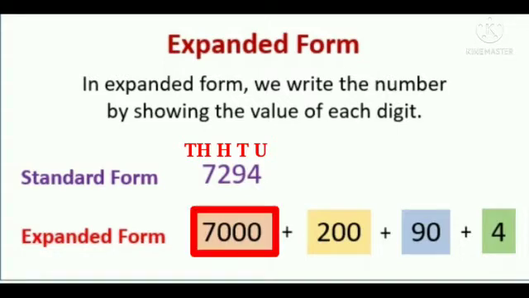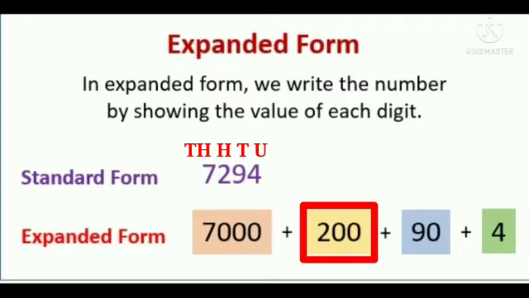So write down that 7. And in thousand, how many zeros are there? 3. So write down 3 zeros with that 7. So it will become 7,000. Plus, now 2. 2 is in which place? 2 is in 100 place. So how many zeros in 100? 2 zeros. So write down 2 zeros with 2. So it will become 200.